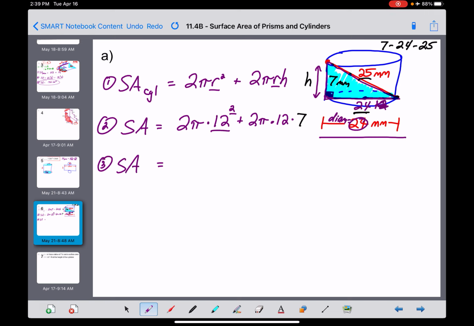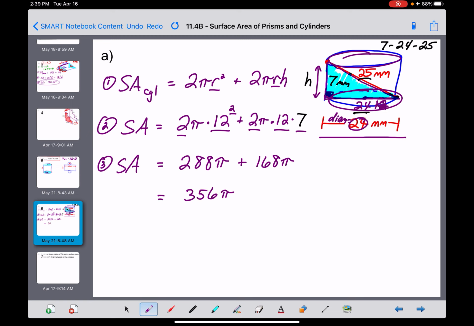12 squared is going to be 144 times 2 is 288 pi. That's the area of your two circles put together. And in the middle now, let me see here. 12 times 7 is 84. 84 doubled is going to be 168 pi. And we would add those two together.